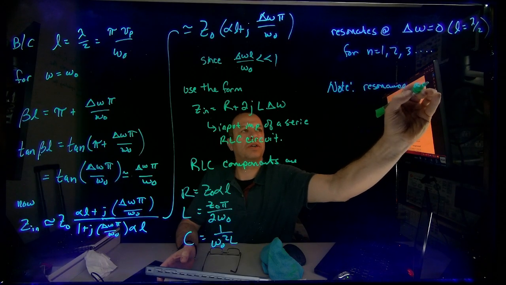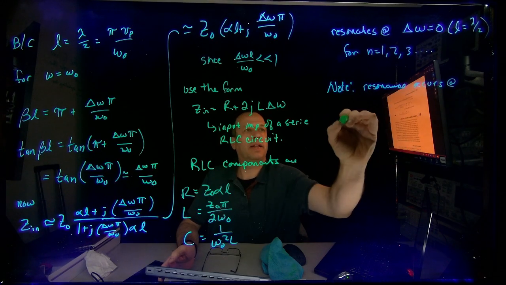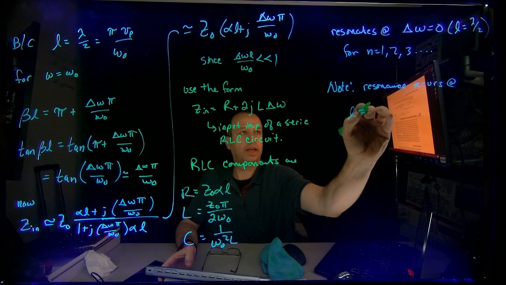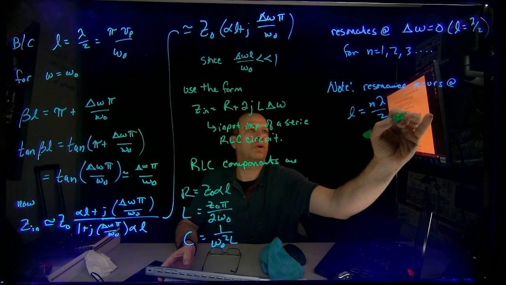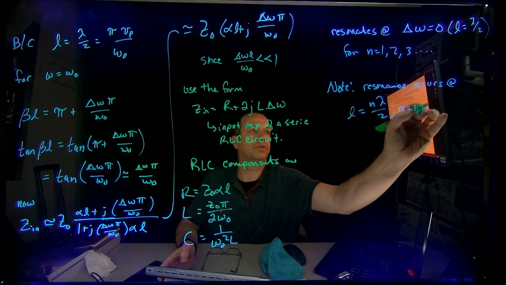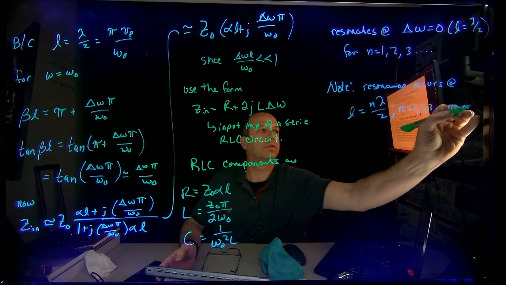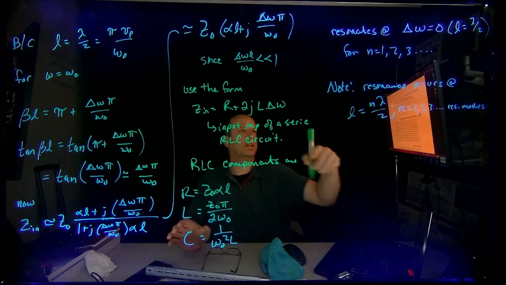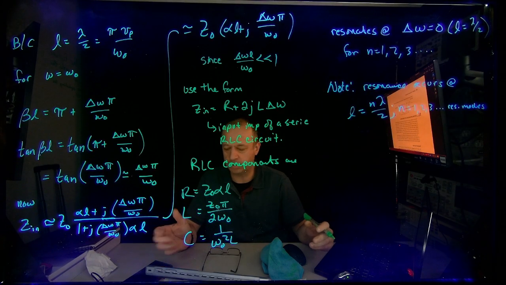Resonance occurs at L equals n lambda over 2 for all n, for n equals 1, 2, 3, and so on. These are the resonant modes. So that's just a quick way of stating that up there.